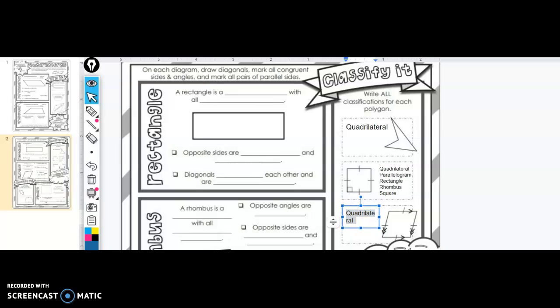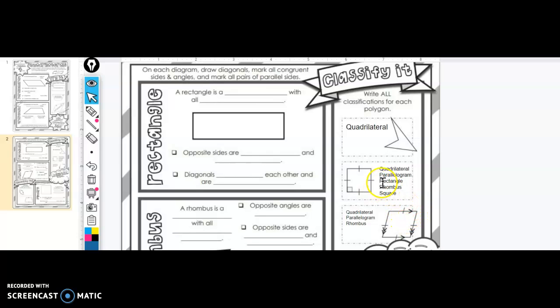reduce my font size. It's a parallelogram. And it's a rhombus. So all three of those apply. Those are all of the ways I could name this figure.